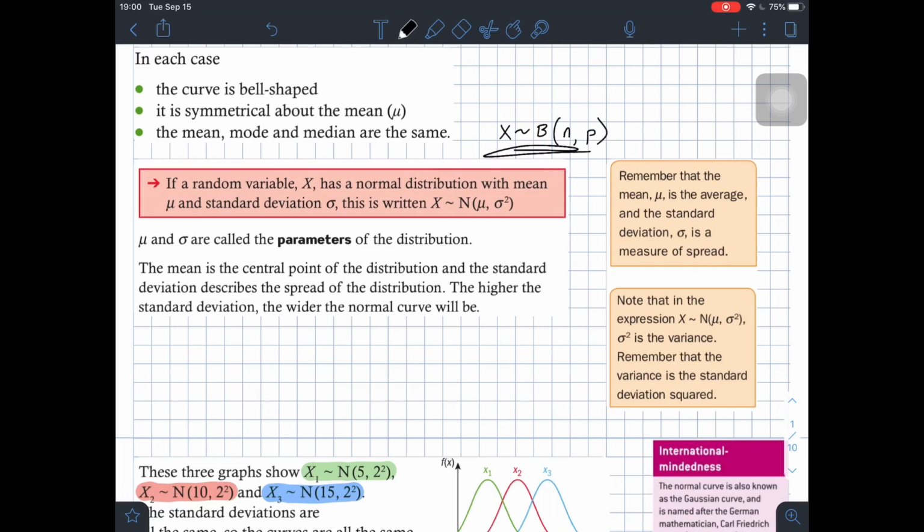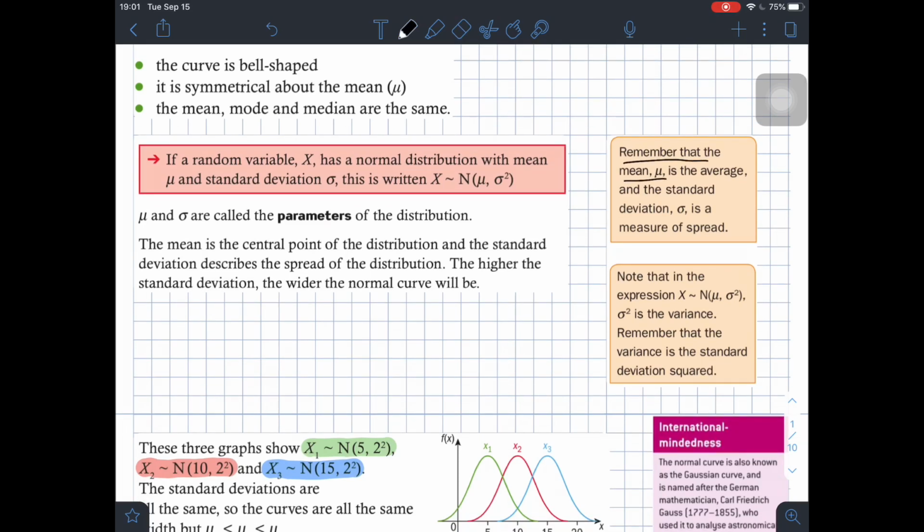This is how we represent a binomial distribution. But to represent a normal distribution, we use this notation, where we need to write the mean and the variance of the spread of the values in our example, right? So it says, remember that the mean, mu, is the average and the standard deviation, sigma, is a measure of spread. Then it says, note that in the expression, x has a normal distribution with mean, mu, and variance.